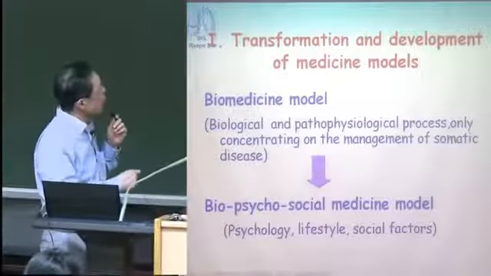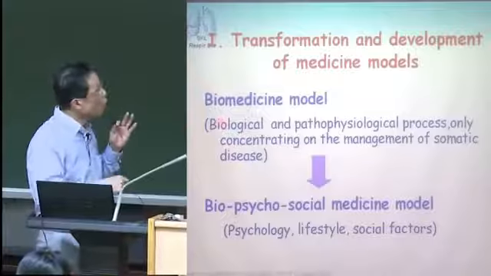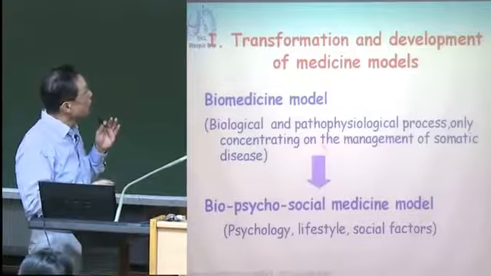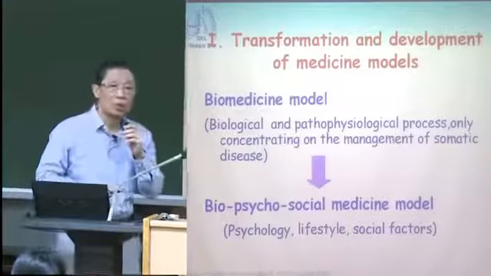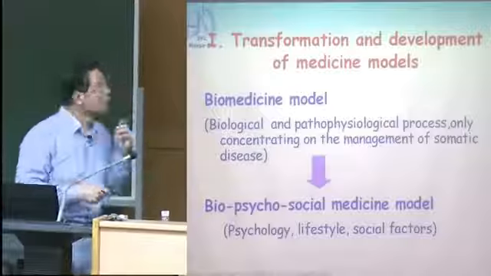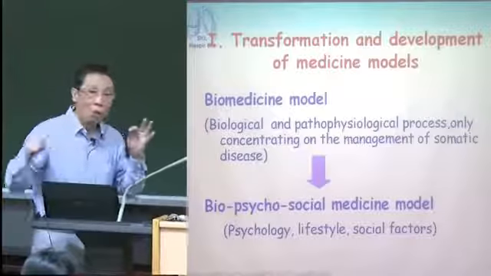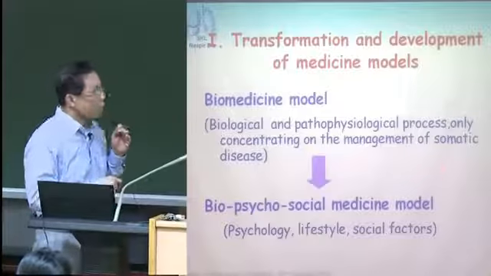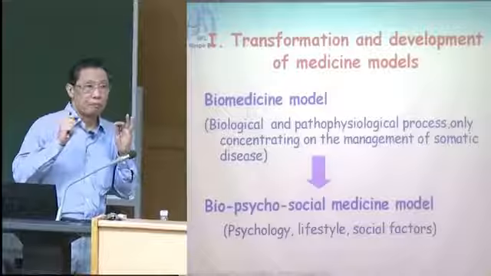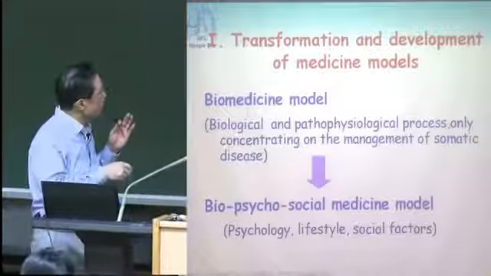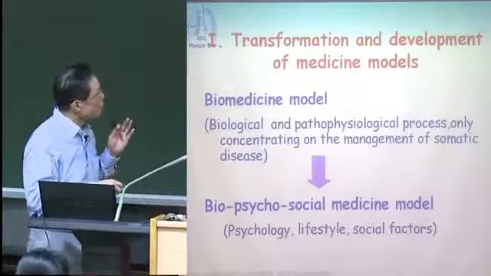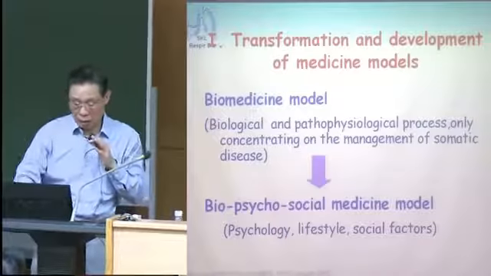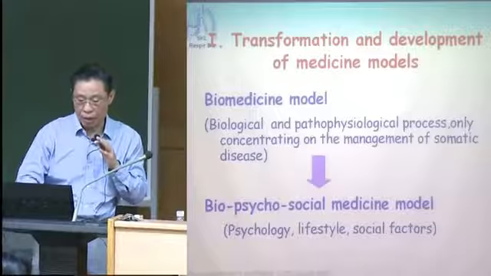This is the biomedicine model. The doctors are more concentrated on the pathophysiological process, only on the management of the so-called somatic 躯体的 diseases, rather than the whole person. So we should transfer into paying more attention to the mental status, the lifestyle, the social factors, and so on. This is one thing, a change of the medical models.